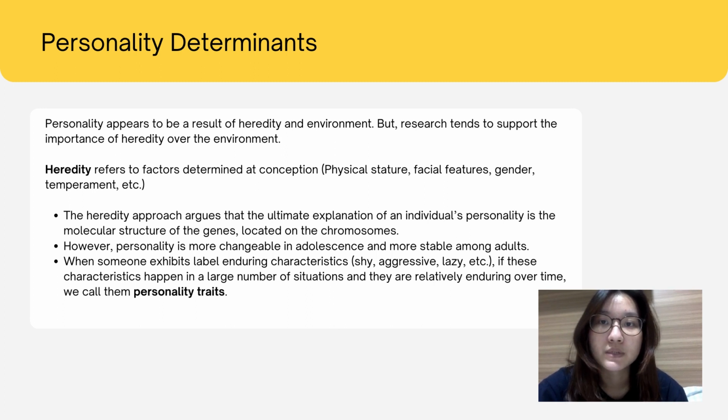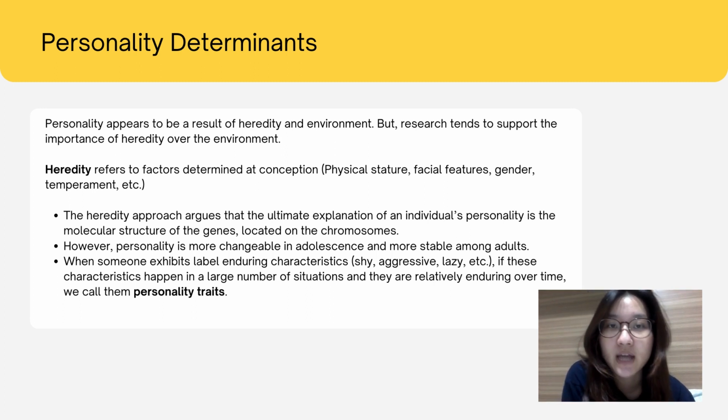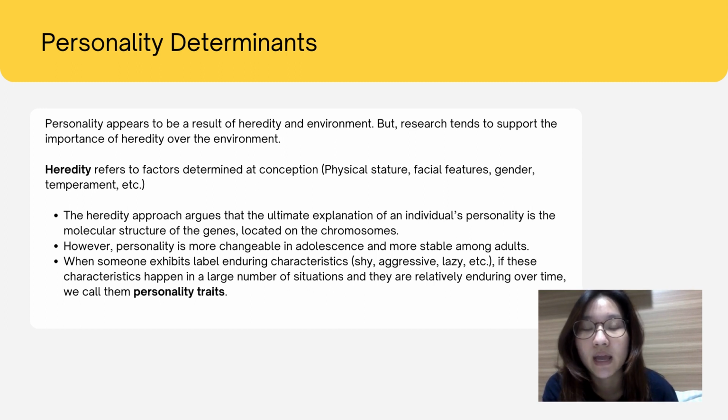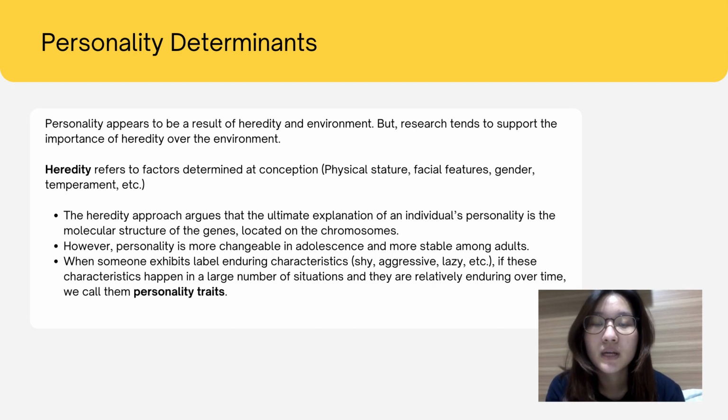When someone exhibits enduring characteristics, let's say someone is shy, aggressive, or lazy, and these characteristics happen in a large number of situations and are relatively enduring over time, we call them personality traits. The more consistent the characteristics are over time, and the more frequently they occur in diverse situations, the more important the trait is in describing someone's personality.